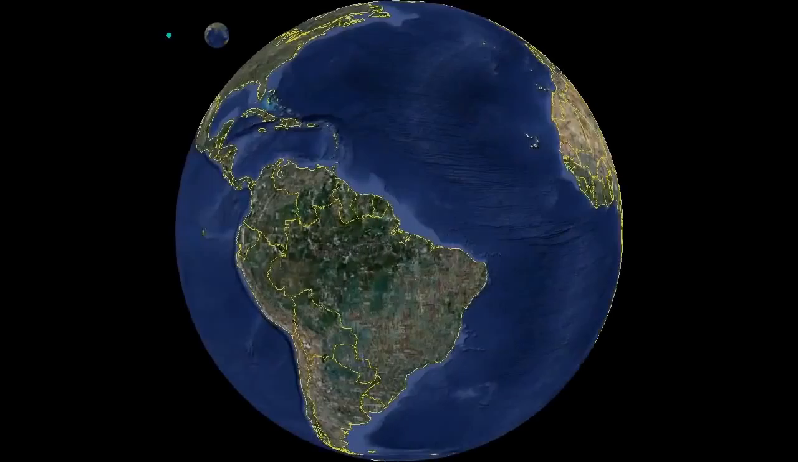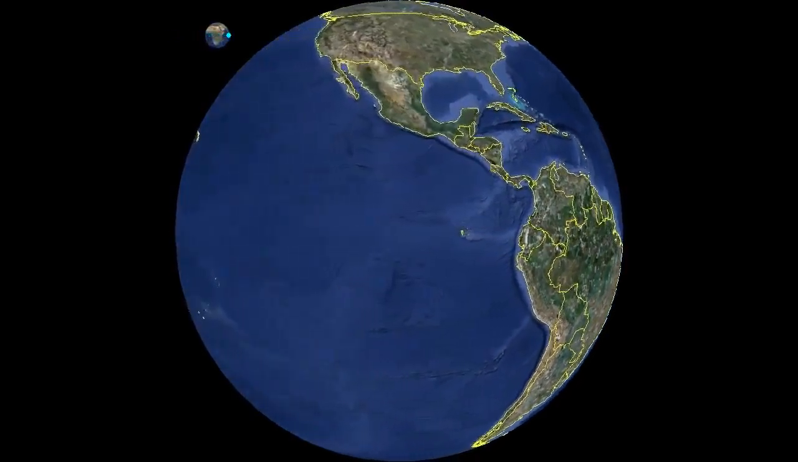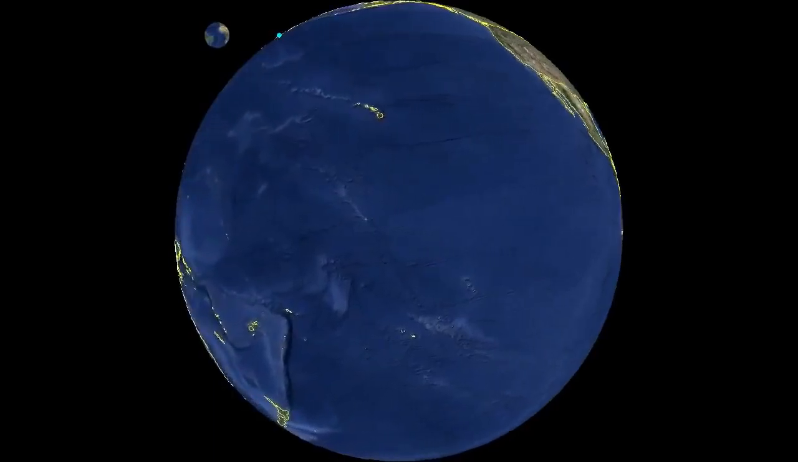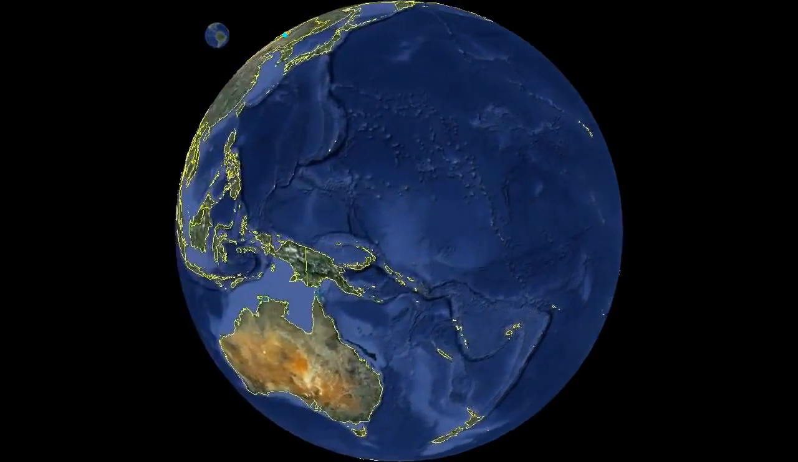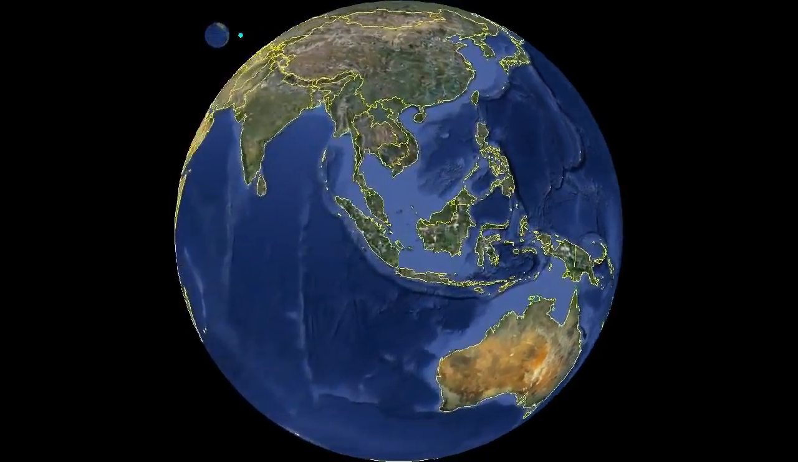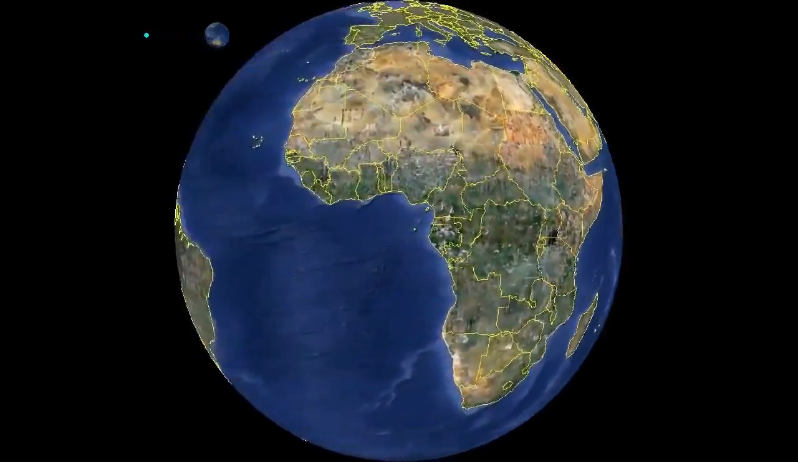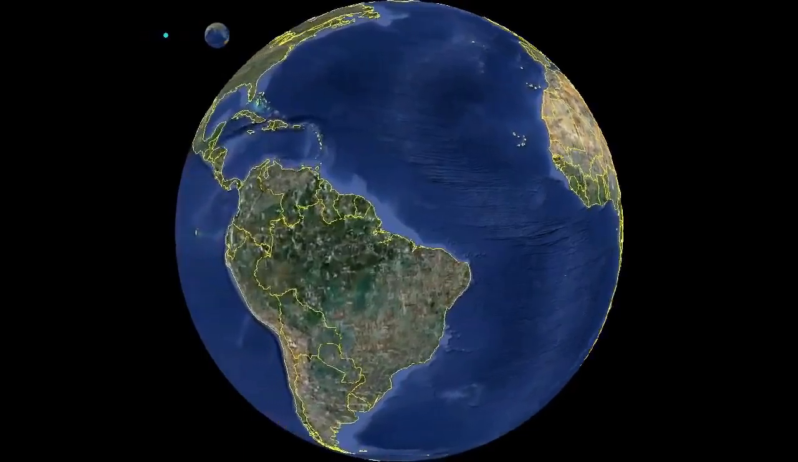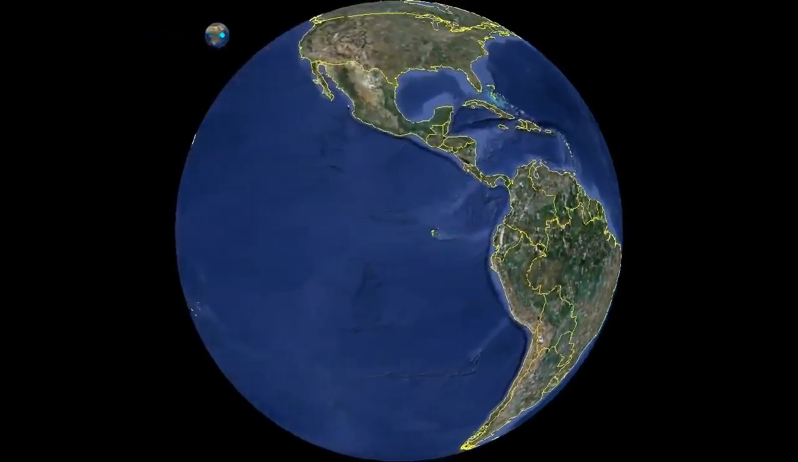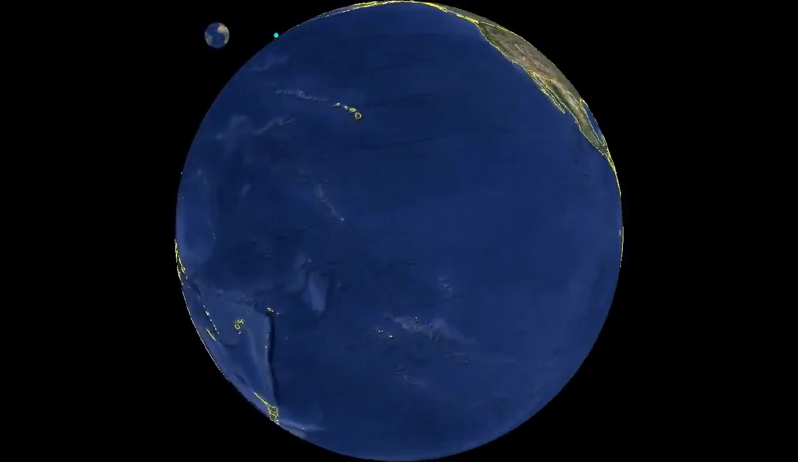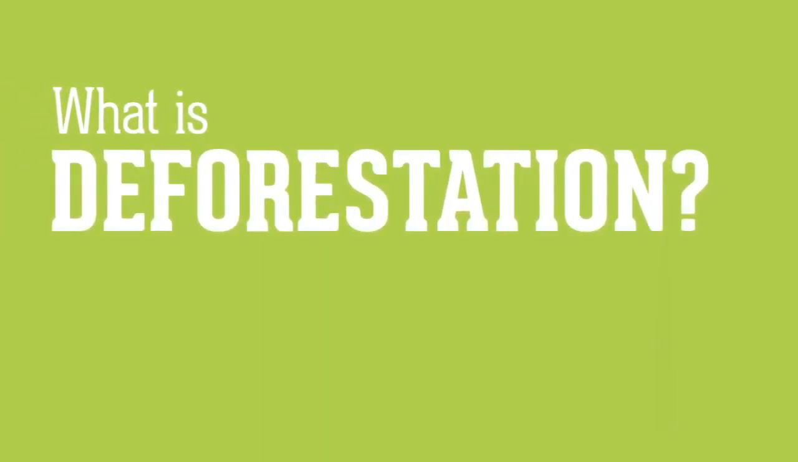Deforestation. Today we're going to be looking at an environmental issue known as deforestation. It may not be an issue you hear about or see every day, but deforestation is a problem that is happening all over the world and is affecting all living things on Earth in some way. So what is deforestation?